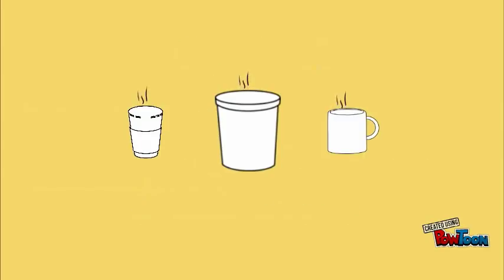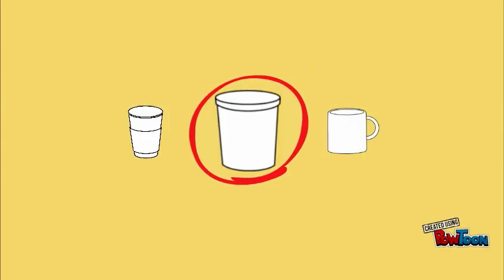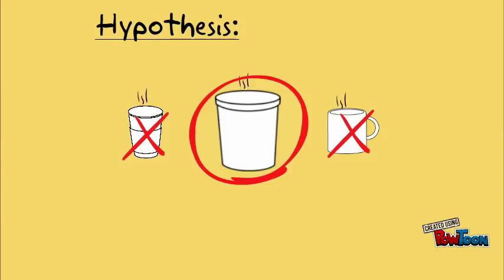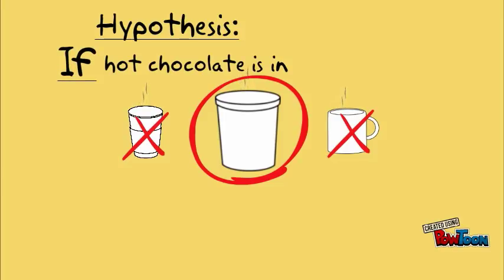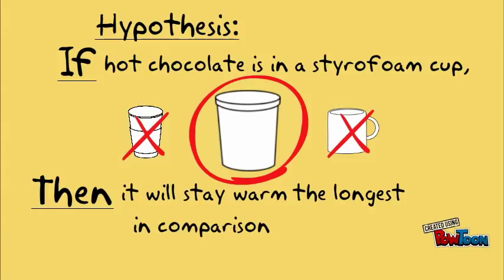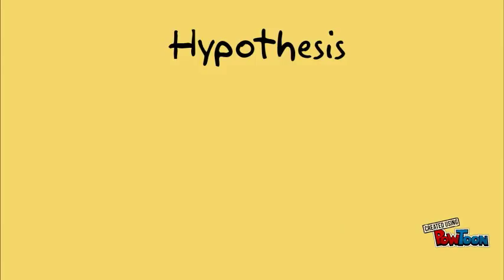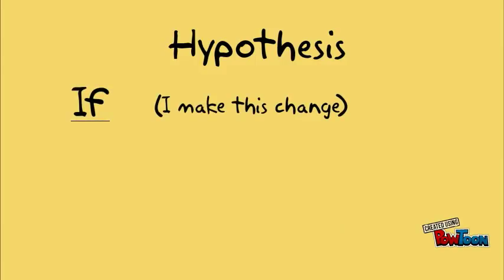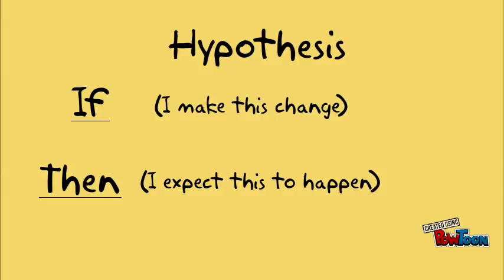So if you think styrofoam will be the best insulator in keeping hot chocolate warm the longest, you might phrase your hypothesis something like this. If hot chocolate is in a styrofoam cup, then it will stay warm the longest in comparison to a paper or ceramic cup. Phrasing your hypothesis as an if-then statement shows that you expect the dependent variable, the temperature of the hot chocolate, to be affected by the independent variable, the type of cup it is in.